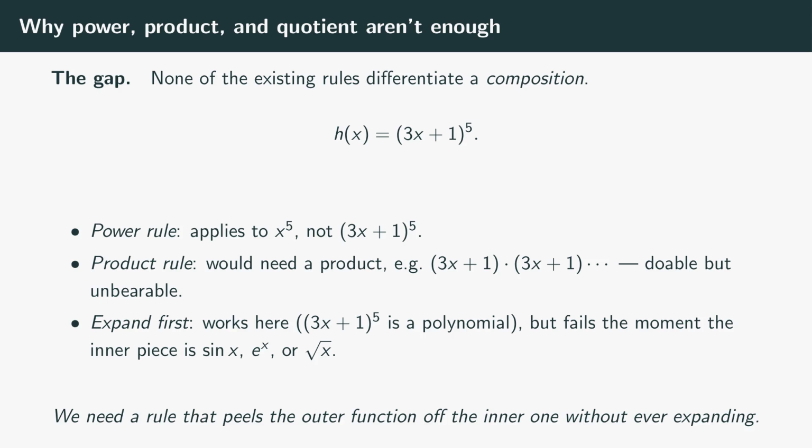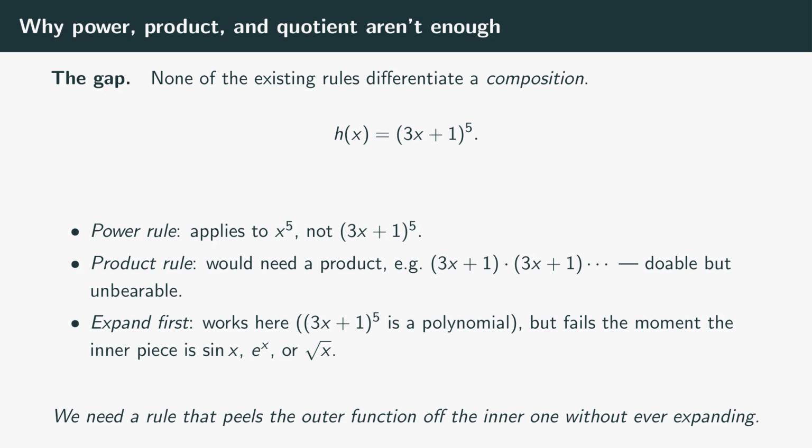Before we state the rule, let's see why we need it. Consider h of x equals the quantity 3x plus 1 raised to the 5th power. Try to differentiate this with what we already have. The power rule, as stated last episode, applies to x to the 5th, not to anything to the 5th. So we can't read the derivative straight off.